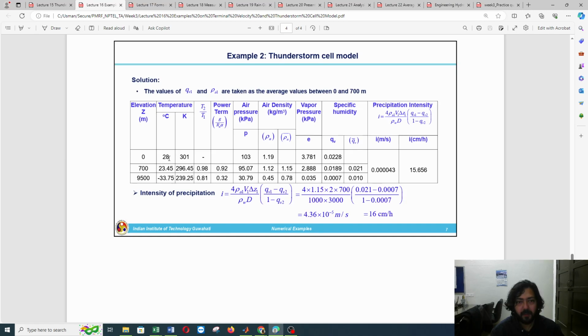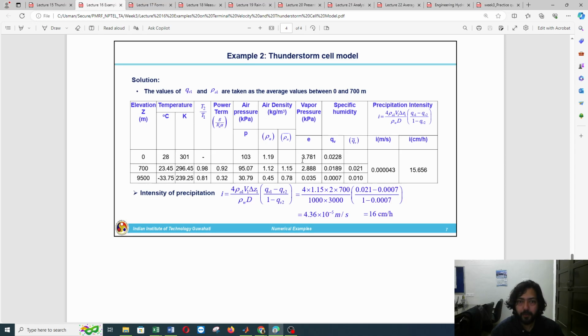Because we know the value of temperature, which is 28 degrees Celsius, we can calculate vapor pressure, and at the same time we can calculate specific humidity since we know vapor pressure and the pressure value, 103. So we can use the equation q_v = 0.622 × e/P. Since we know e and P, we can calculate q_v. All this calculation we have done at the ground surface.